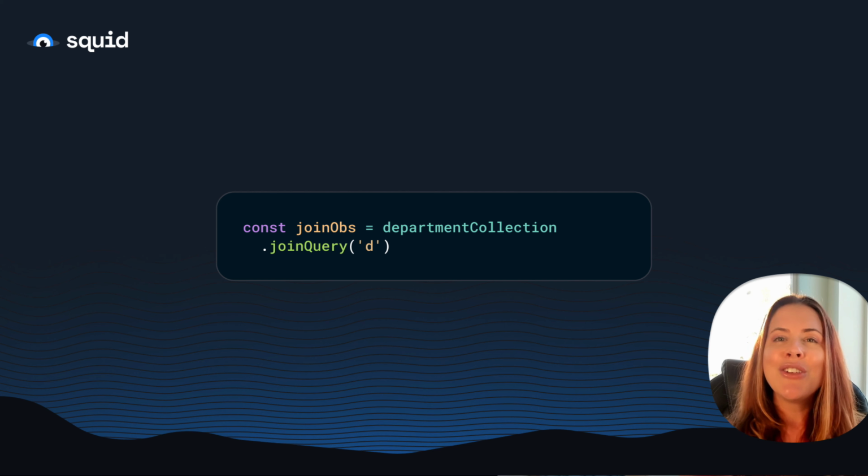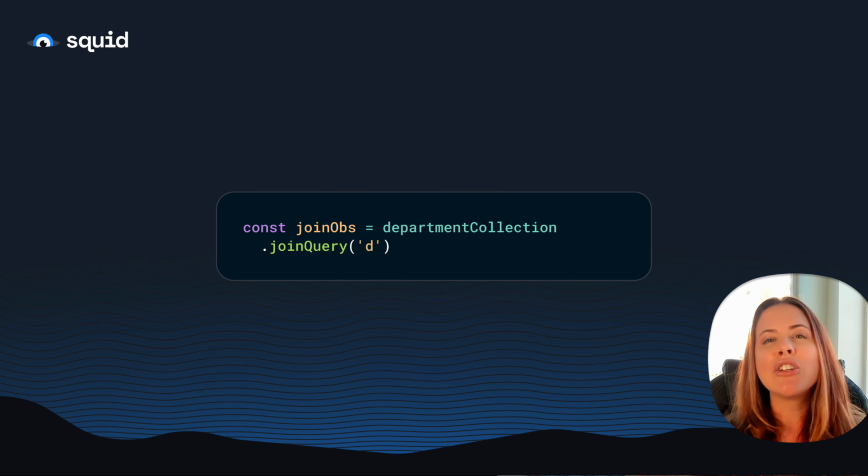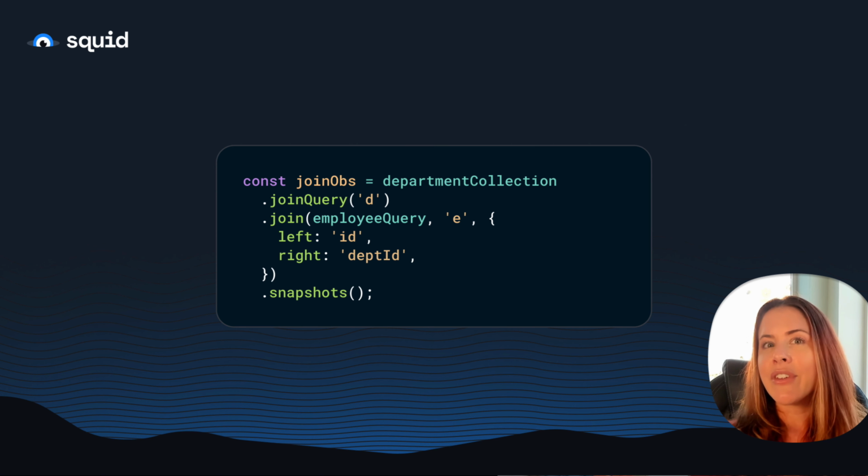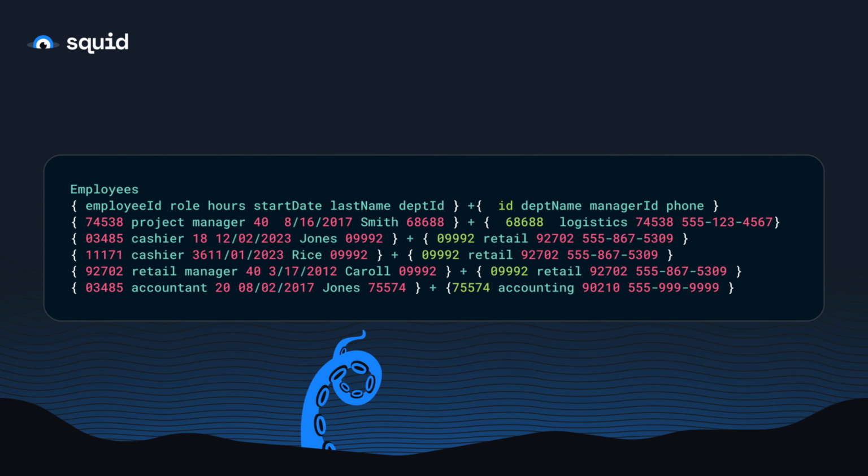To perform the join, use the join query method on the department collection. This method creates a join query builder that can be used to query the collection. Note that when using a join query, you have to provide an alias for the query and for every other query participating in the join. We will use the alias of E for the employees collection query and D for the department collection query. The join condition joins the department ID field in the employees collection with the ID field in the department collection. Because as you recall, the department ID in the employees collection aligns to the ID in the department collection.